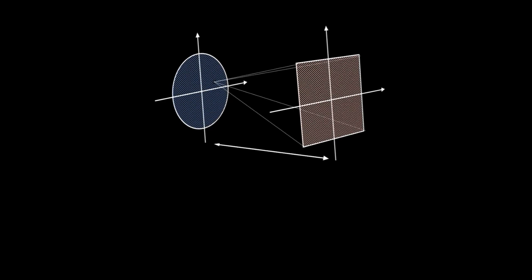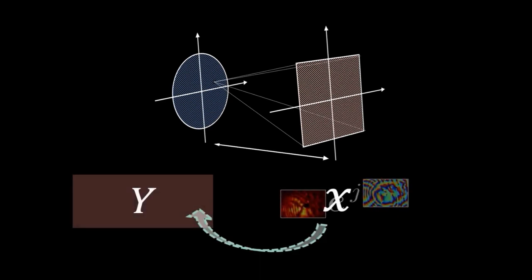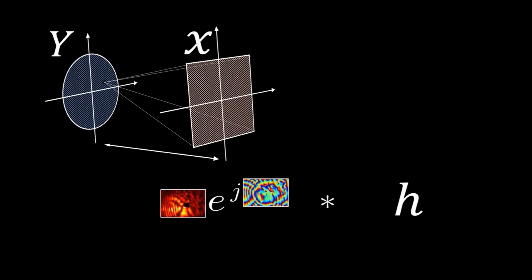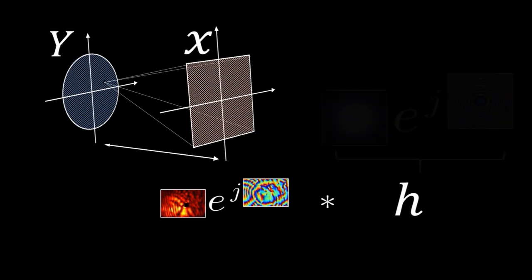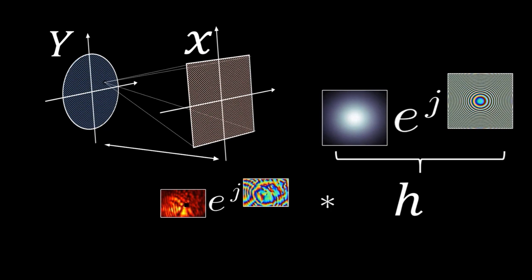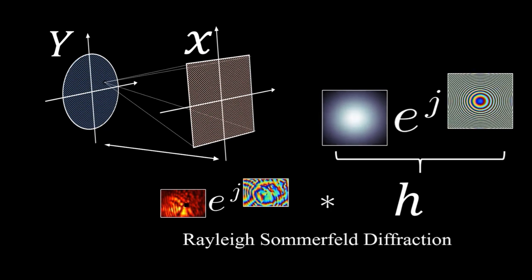Given the input and output field on the plane in Cartesian coordinates, we can describe the output y as the convolution between the input field x with some convolution kernel h. In the non-line-of-sight case, this h looks like this. In fact, this diffraction is called Rayleigh-Sommerfeld diffraction.